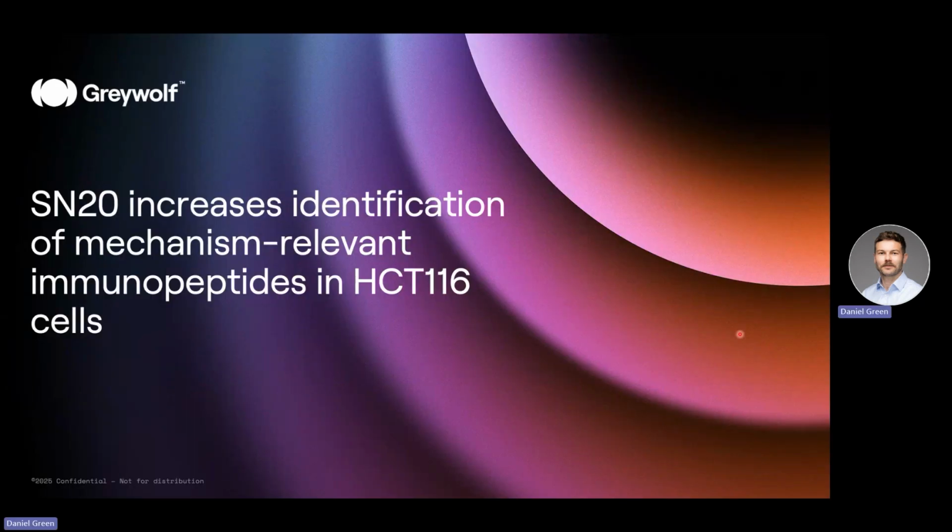That brings me on to the first of three case studies that we'll go through today, where each of the three case studies is used to evaluate the performance of Spectronaut 20 relative to Spectronaut 19. The first case study is an early preclinical data set and actually the first project that we worked on with Biognosys to help us understand the dose-dependent effects of our inhibitors on the immunopeptidome of HCT116 cells.